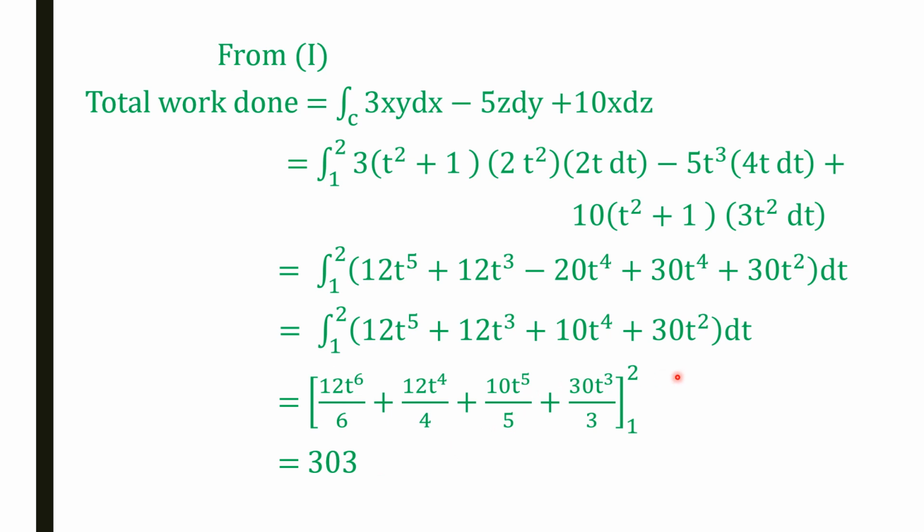I think you can put those values. So with the help of a calculator you can find 2 raised to 6, 2 raised to 4. Okay, and just replace all those values, and we'll get what?